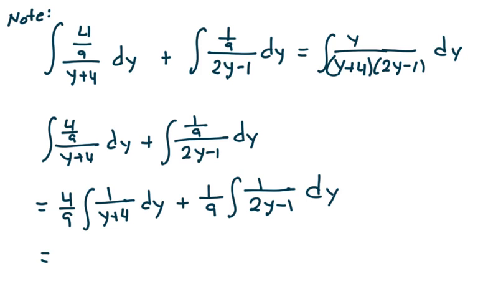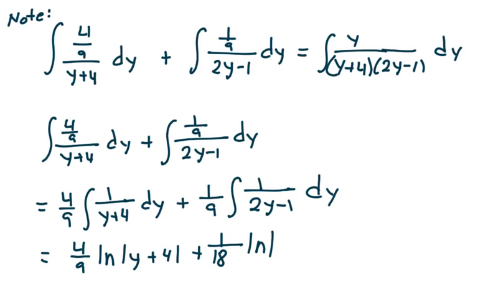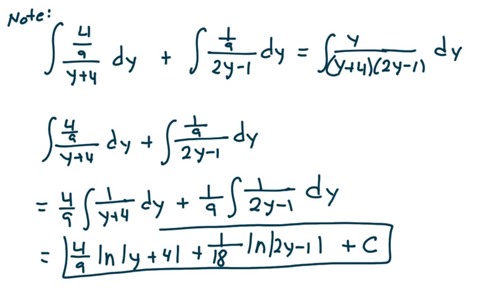I'm done. So the answer here is 4/9 natural log of y plus 4 plus 1 over, now there's a coefficient of 2 in front of that y, and so I have to divide by 18. And you can see that with a u substitution. So it's 1 over 18 natural log of 2y minus 1, and then I'm just going to add that constant of integration. And again, I would talk to your instructor. How far do they want you to simplify these natural logs? But that would be appropriate to ask your instructor.